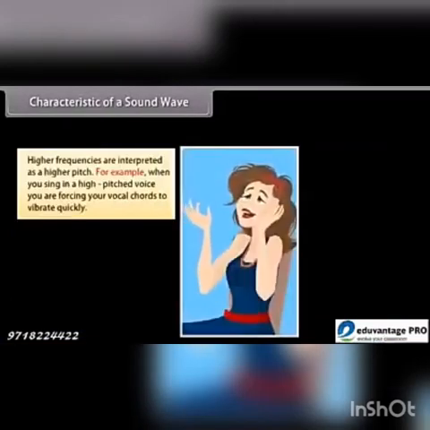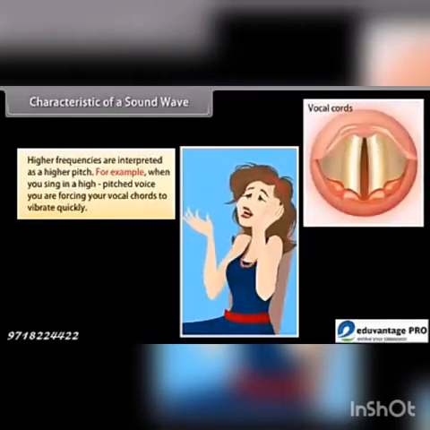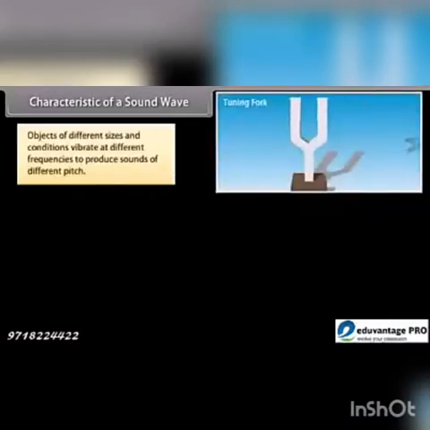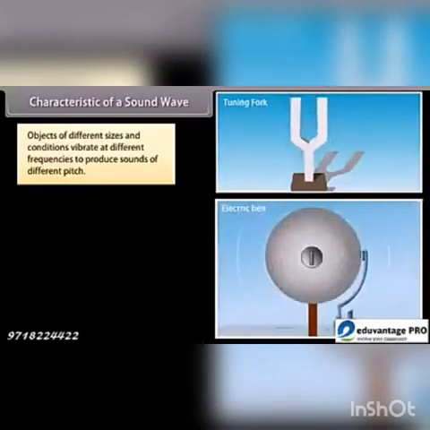Higher frequencies are interpreted as a higher pitch. For example, when you sing in a high-pitched voice, you are forcing your vocal cords to vibrate quickly. Thus, a high-pitched sound corresponds to more number of compressions and rarefactions passing a fixed point per unit time. Objects of different sizes and conditions vibrate at different frequencies to produce sounds of different pitch.